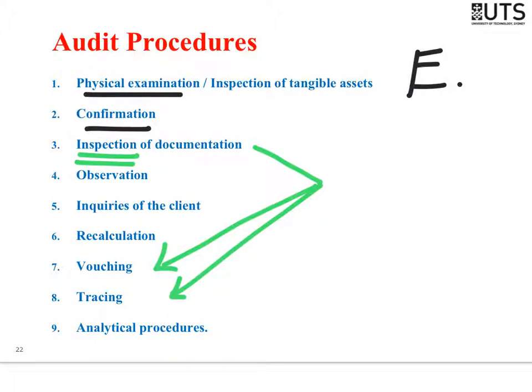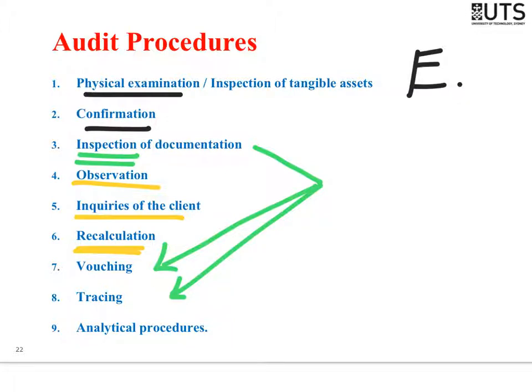Exactly what are you looking for on the documents? Which documents are you looking at? What's the name of the documents? Be detailed. Observation: you don't say watch them do this, you say observe them carry out this particular activity, whether it's preparing the bank reconciliation or opening up the mail, doing a stock take, anything like that. Then there are inquiries with the client, asking the client questions.